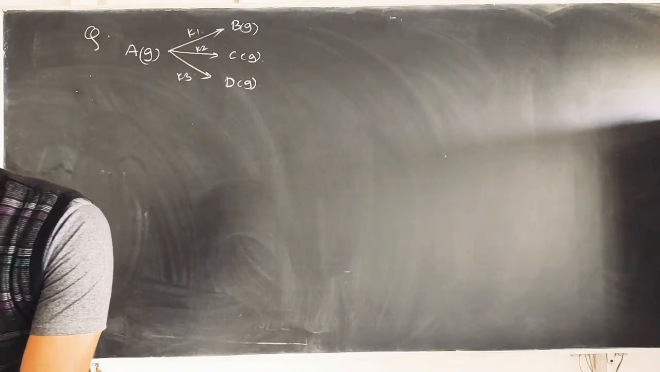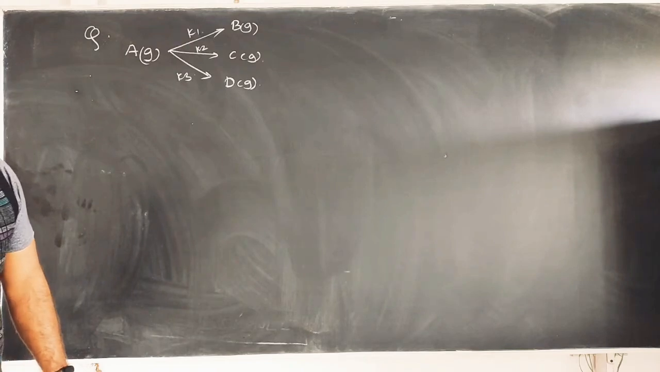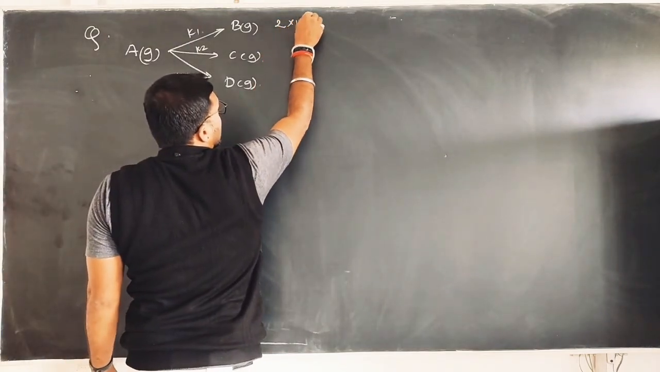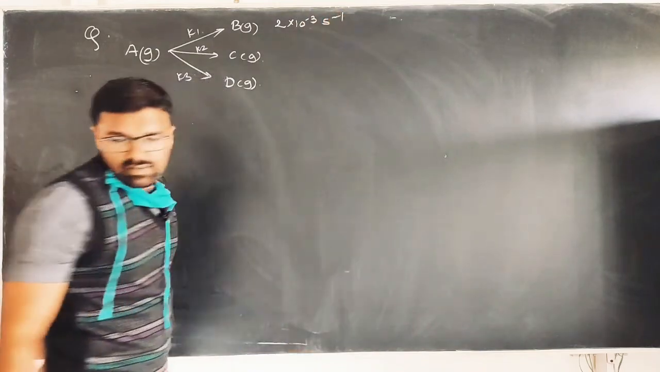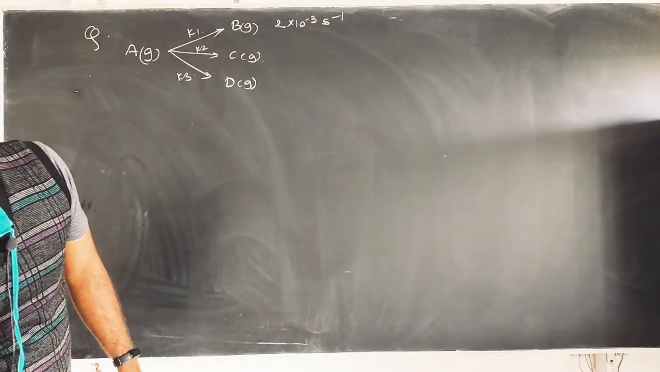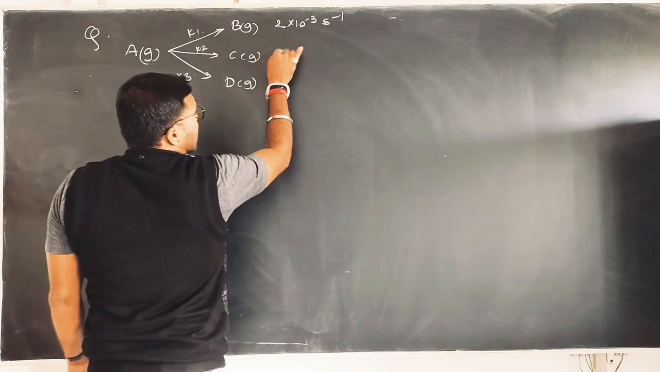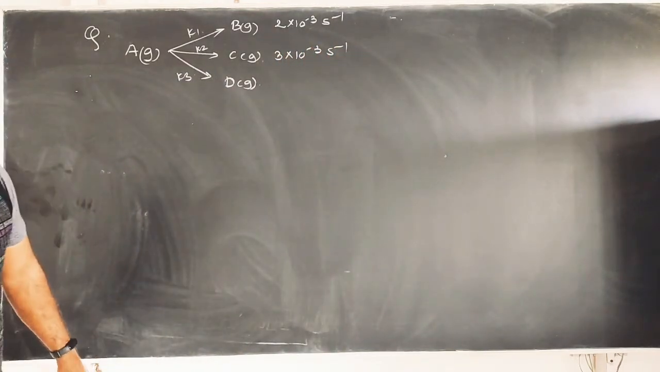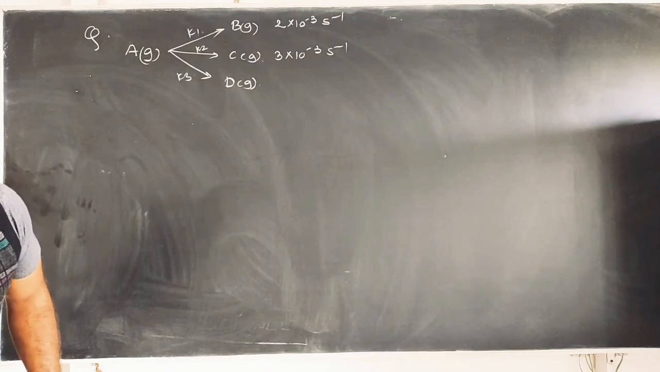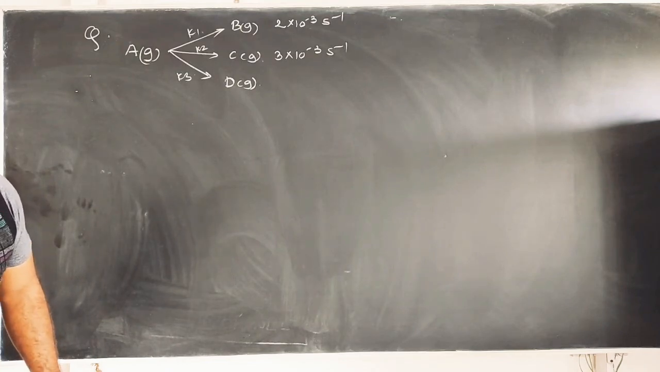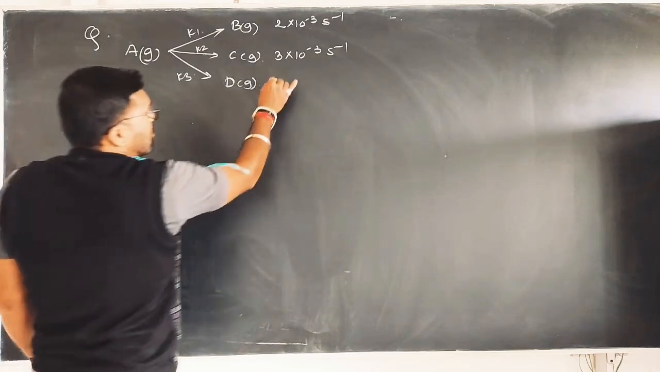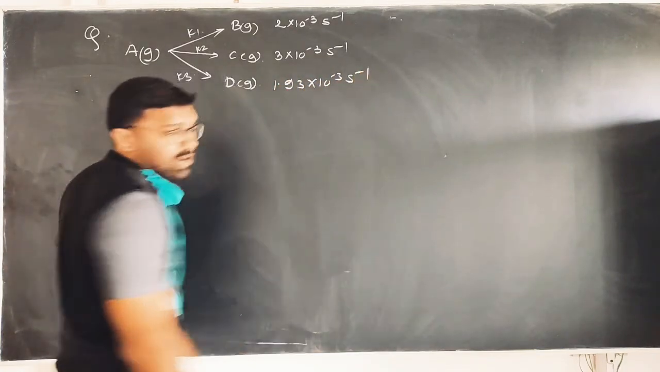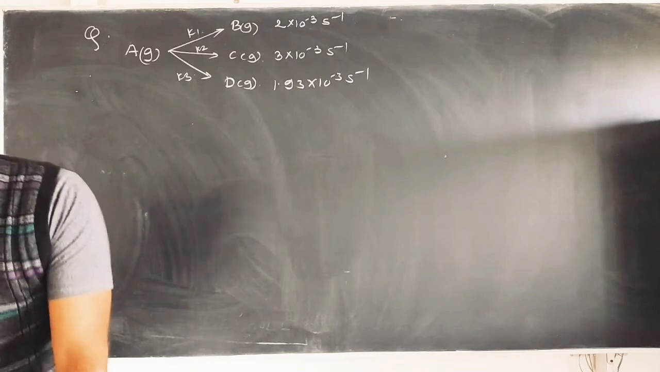The rate constant values are provided to you. K1 value is 2 into 10 raised to minus 3 per second, 3 into 10 raised to minus 3 per second, and 1.93 into 10 raised to minus 3 per second.